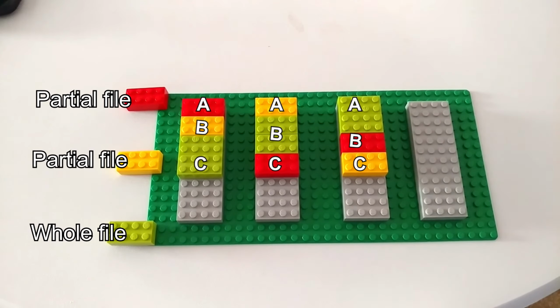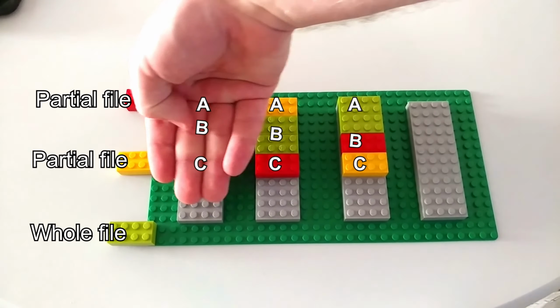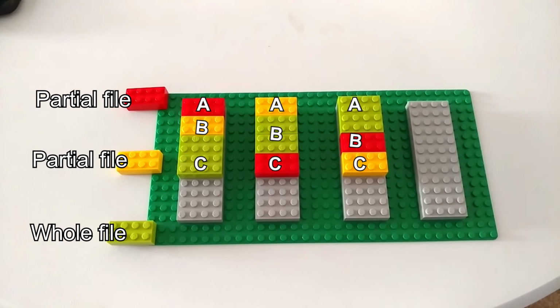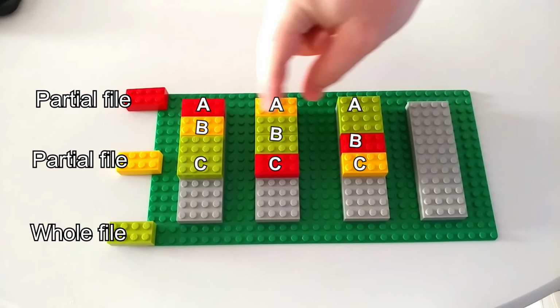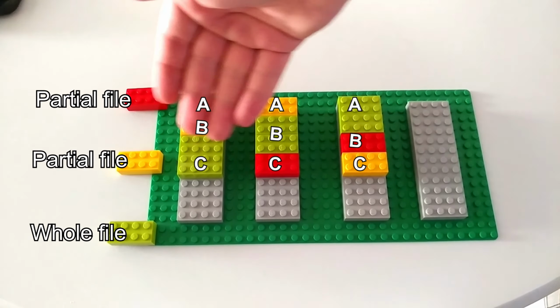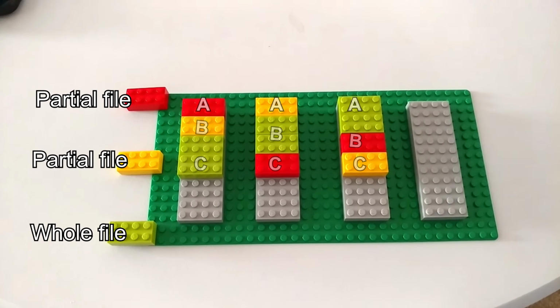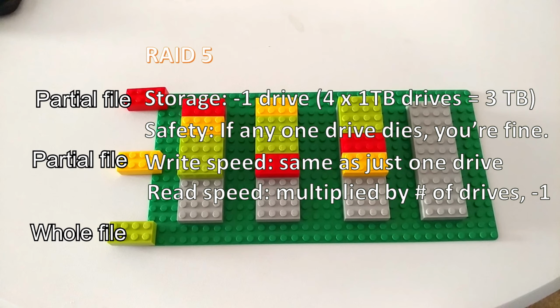With this level of RAID, you can lose any one drive in this array and still have all of your data, because you have your 2 halves and your entire copy, and it's distributed equally among all the drives. RAID 5, which is the one I'm using, your storage capacity is only minus 1 drive. So if you have 3 1TB drives, you get to store 2 terabytes. If you have 10 1TB drives, you can save 9 terabytes. If any one drive dies, you'll be just fine.